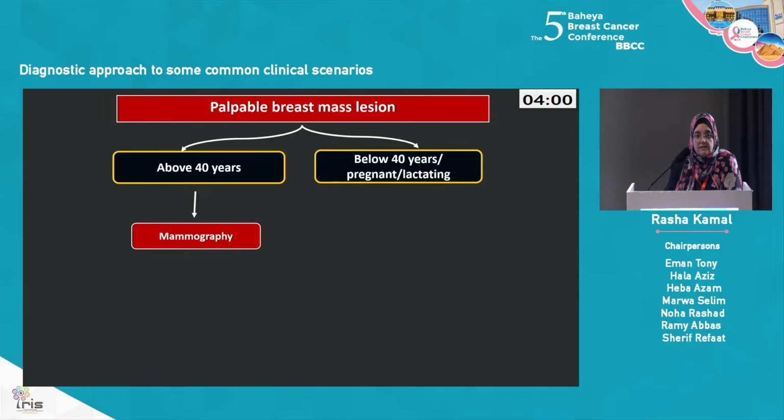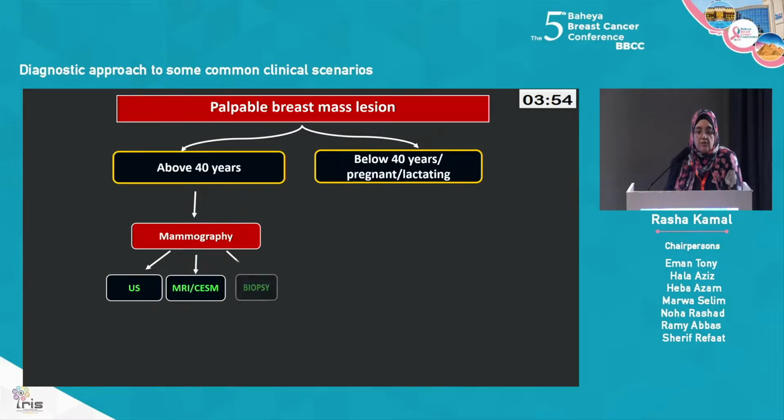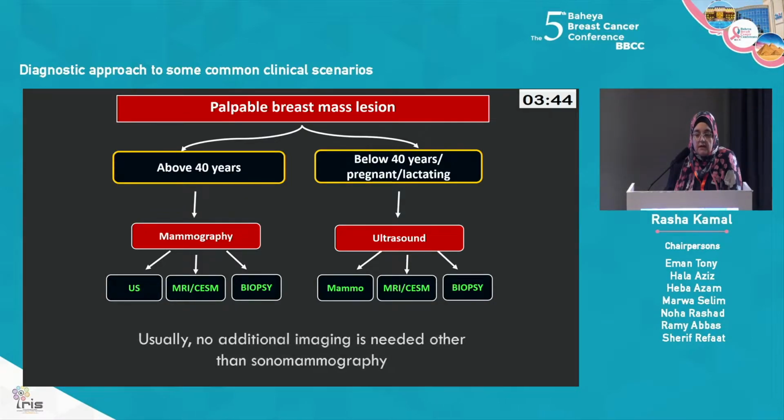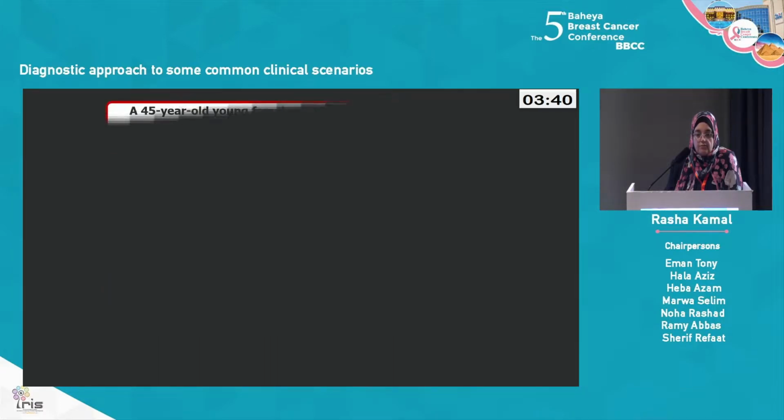Above 40 years, like what we said before, start with a mammogram. It might be complemented with ultrasound, MRI, or contrast mammography, or biopsy. Below 40 years, we should start with an ultrasound. It might be complemented with a mammogram, MRI, or a biopsy. But usually no additional imaging is needed other than sonomammography.